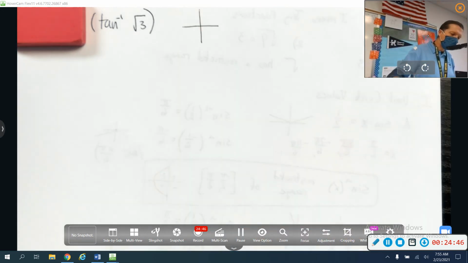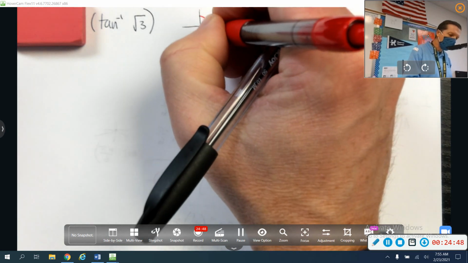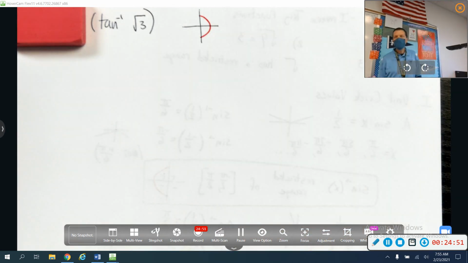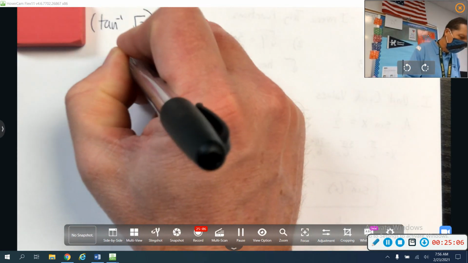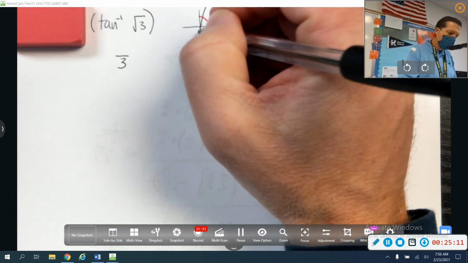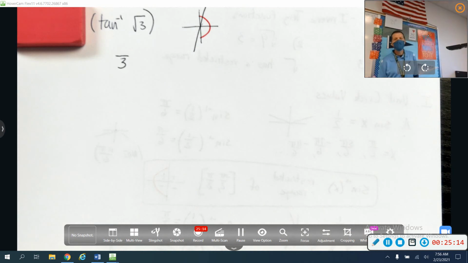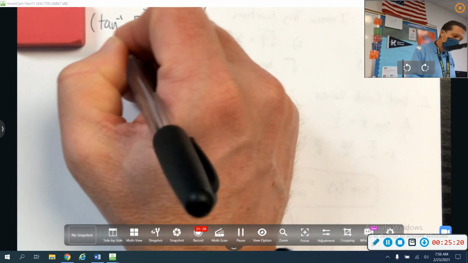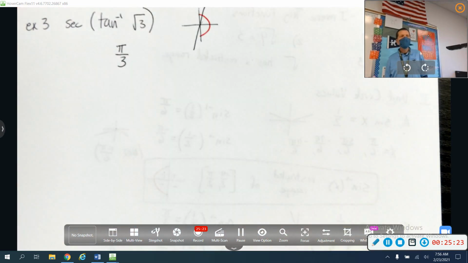So inverse tangent, I'm immediately thinking that's got to come from first or fourth, because that's what I'm restricted to look at. Let's see. The tangent trick is that if there's 1 3, then the answer is something over 3. And it's positive, so it's in the first quadrant. Or the third quadrant, but we're not allowed to look in the third quadrant. So over 3 in the first quadrant is pi over 3. So the inverse tangent of square root of 3 is pi over 3.